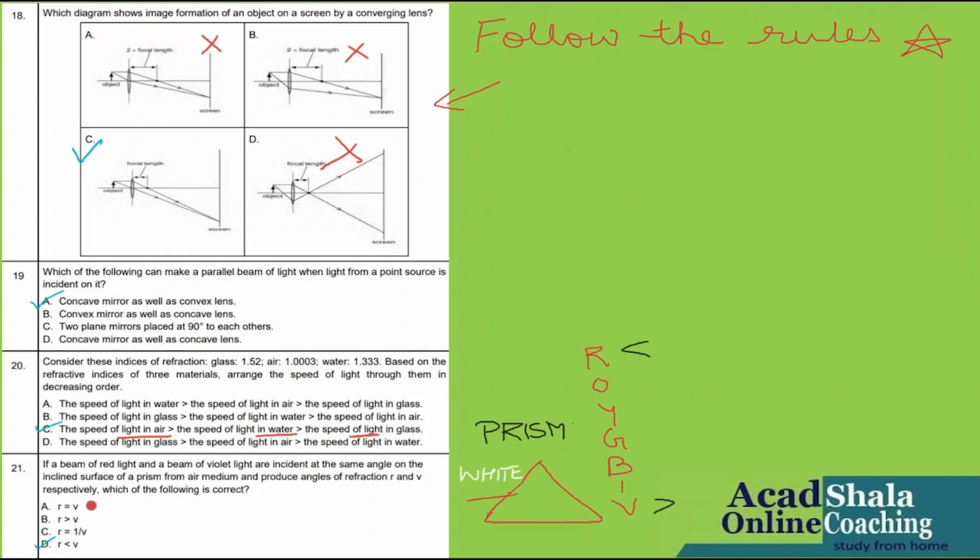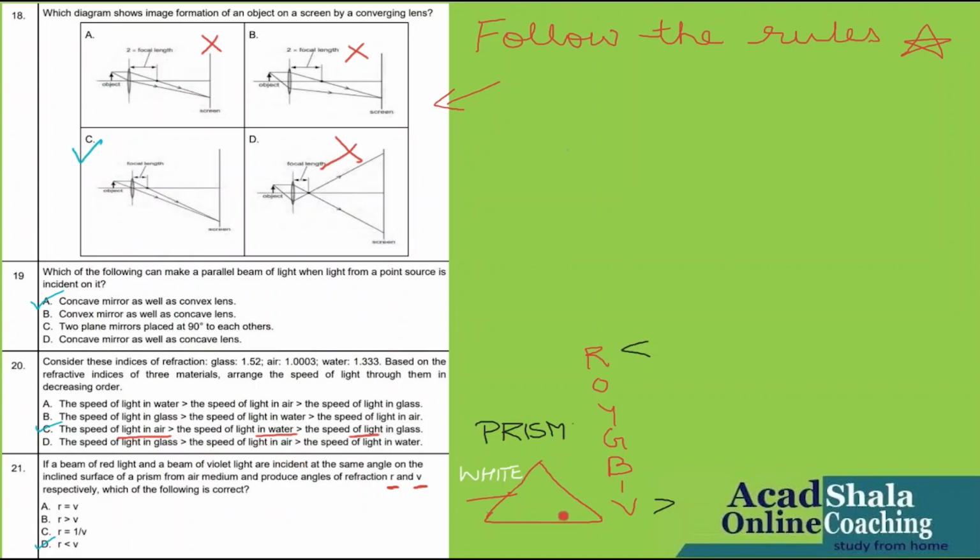The last question says, if a beam of red light and a beam of violet light are incident at the same angle on the inclined surface of a prism from air medium and produce angles of refraction R and V respectively, which of the following is correct? For this also I should have prior knowledge. From the question only I have come to know that with red light, the angle of refraction is R, and with violet light, the angle of refraction is V. Then what is the relation among the 2?